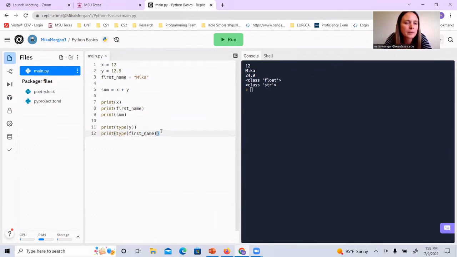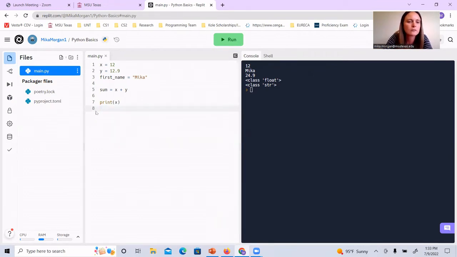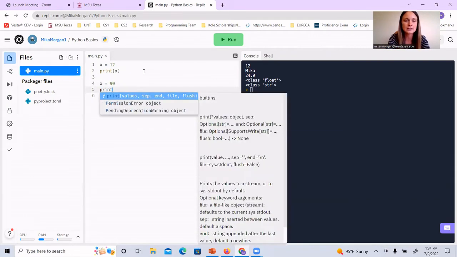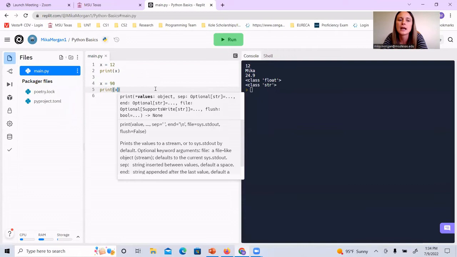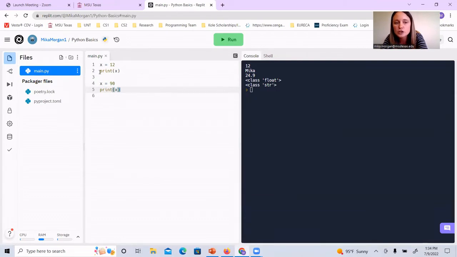I could do the same thing here. So let's say, I'm going to take all this out. If x equals 12 and I print x, we expect that I'll get a 12. I can change and make x equal 90. And now when I do the exact same command, the first one is going to print out 12. Whenever a computer runs your instructions, it reads them like a book, starting top to bottom, right? It's going to go left to right, top to bottom.